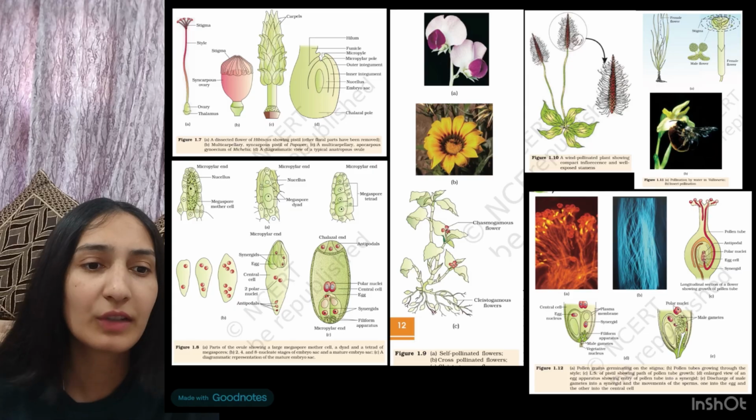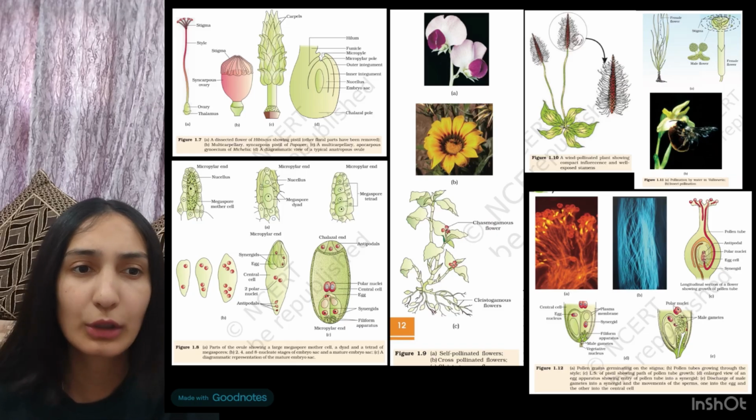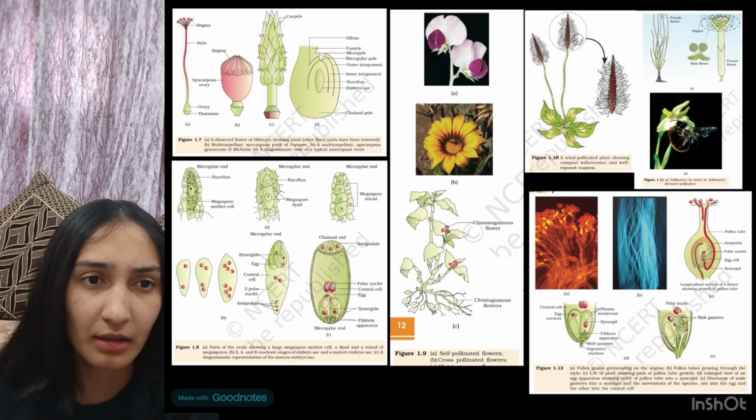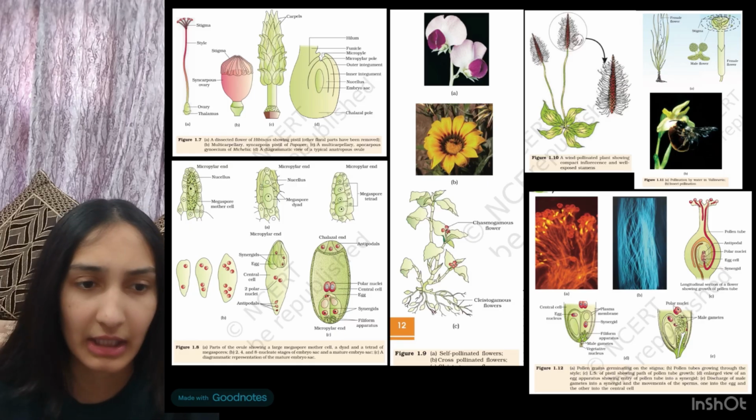Then figure 1.11 shows the pollination by water in Vallisneria, that is A, and B is insect pollination. In A you can see that we have the female flower at the top and the stigma reaches there from the male flower, and from there they can pollinate.